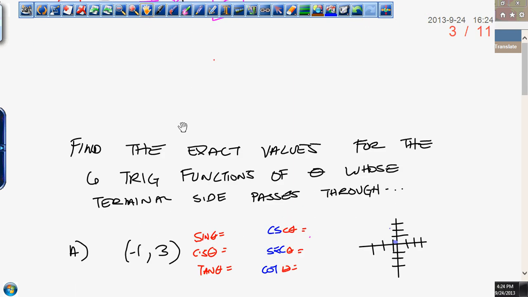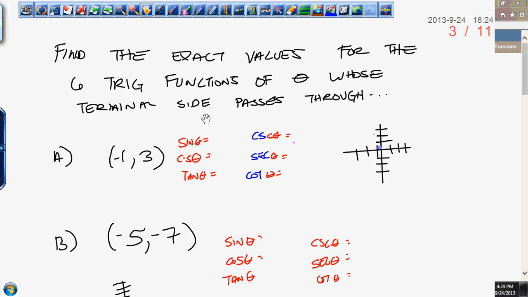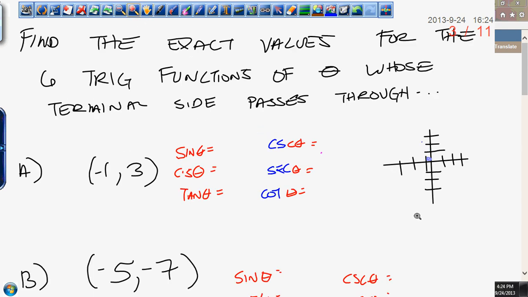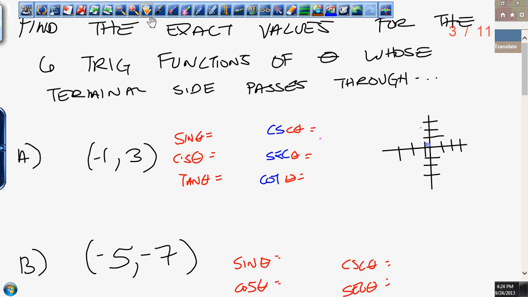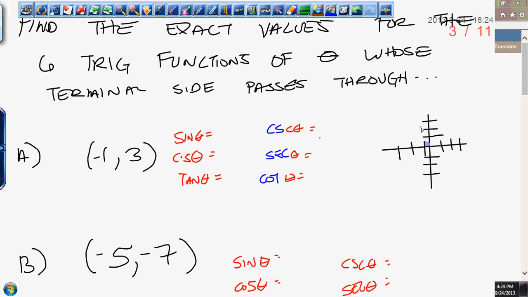The last thing that we're going to do is find the exact values of all 6 trig functions. Now, they're going to say that a terminal side of an angle passes through the point negative 1, 3. Well, negative 1, 3 is right here. So I'm going to have a triangle right there. The terminal side makes my reference angle be theta, so I'm going to blow up the triangle a little bit. That's theta.